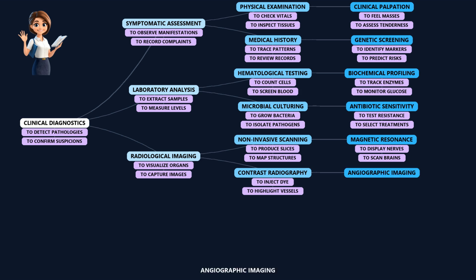Angiographic imaging. To perfect the view, angiographic imaging allows the doctor to trace flow and find blockages in the arteries. This means watching how the blood moves through the heart to see if any pipes are clogged.